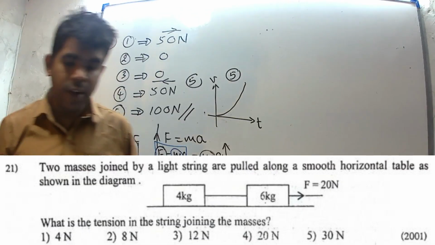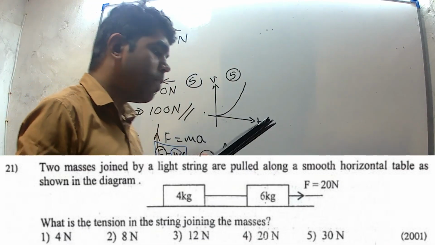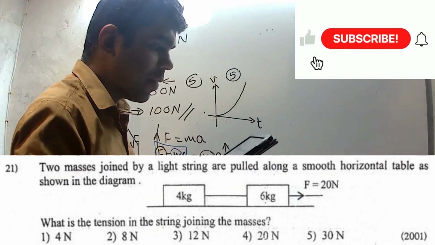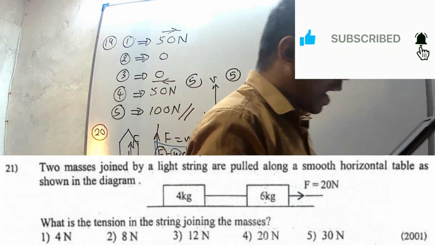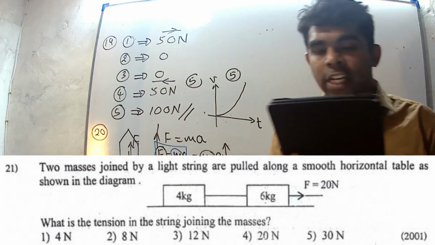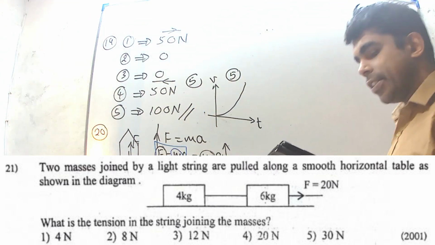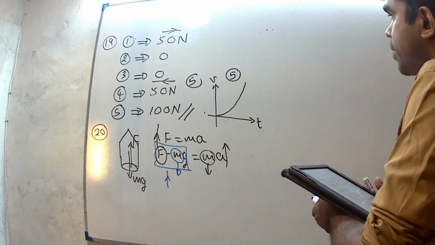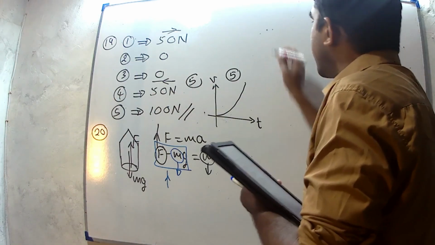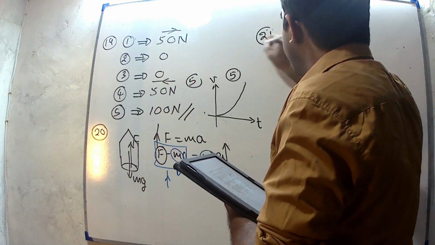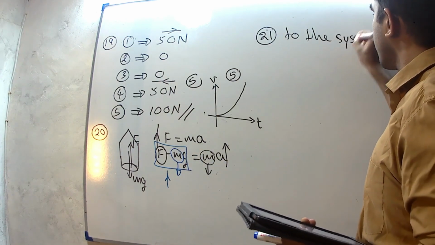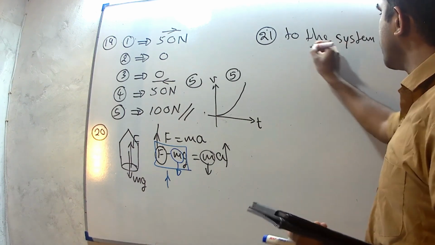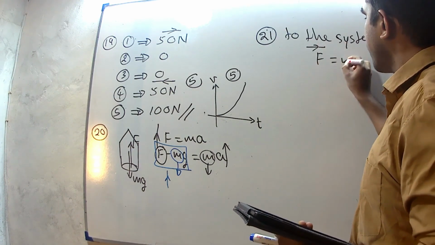Question number 21. Two masses joined by a light string are pulled along a smooth horizontal table as shown in the diagram. What is the tension in the string joining the masses? I will find the resultant acceleration of the system. For the system, we can use F equals ma.